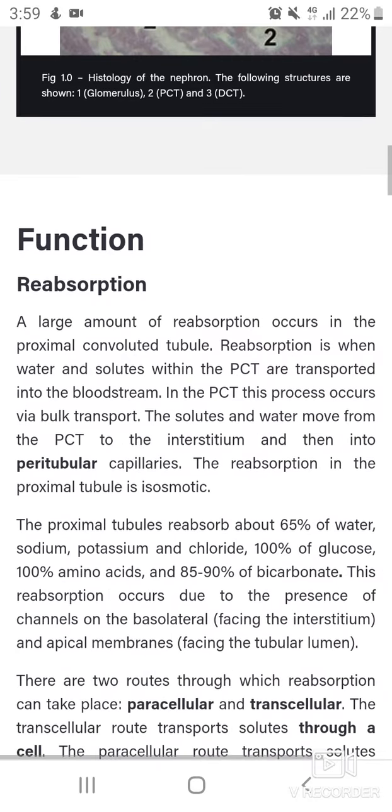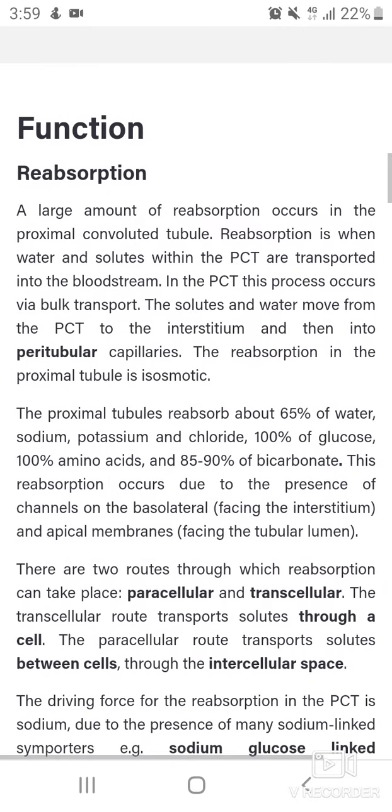Next, let us look at the functions of the PCT. First of all, reabsorption of water. A large amount of reabsorption occurs in the PCT. Reabsorption is when water and solutes within the PCT are transported into the bloodstream. In the PCT, this process occurs via bulk transport. The solutes and water move from the PCT to the interstitium and then into the peritubular capillaries.